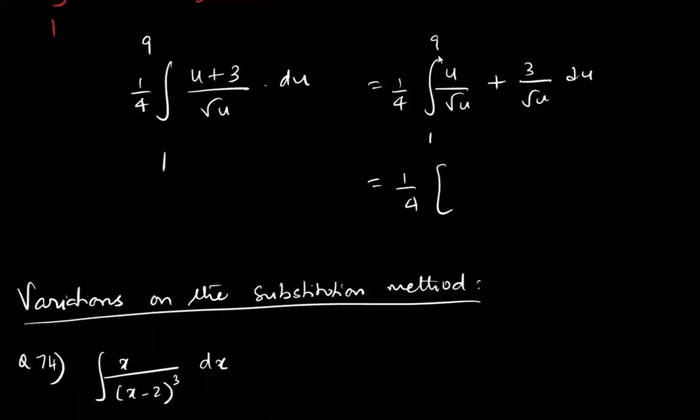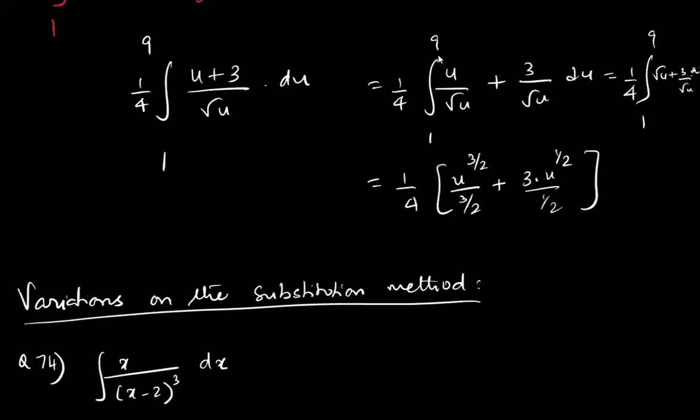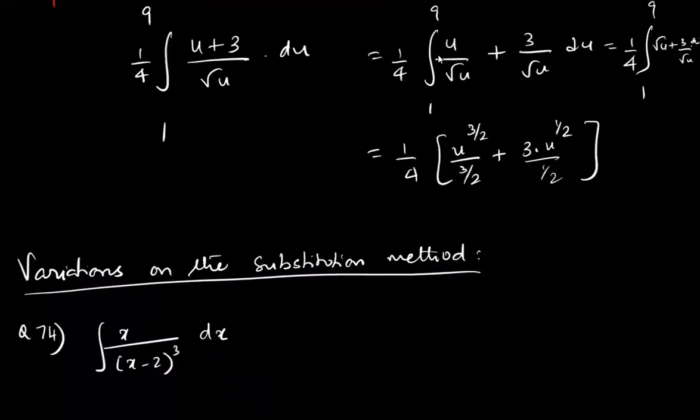What is my root u? I'm going to write one more step. So this is 1/4, 1 to 9, root u plus 3 over root u du. So this is u to the power of 1 half, right? So this becomes u to the power of 3 halves over 3 halves, plus 3 times u to the power of negative half, so u to the power of 1 half over 1 half.